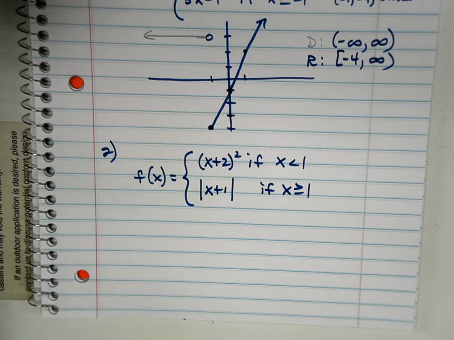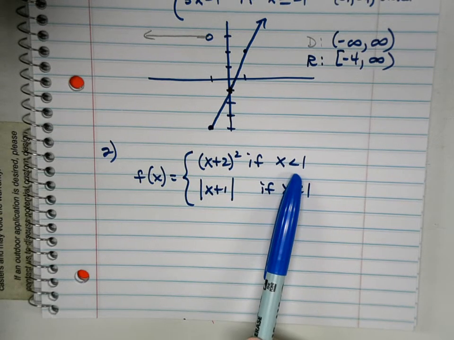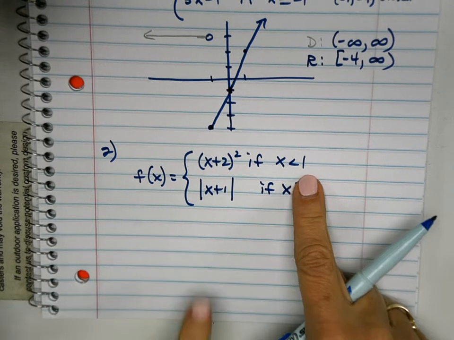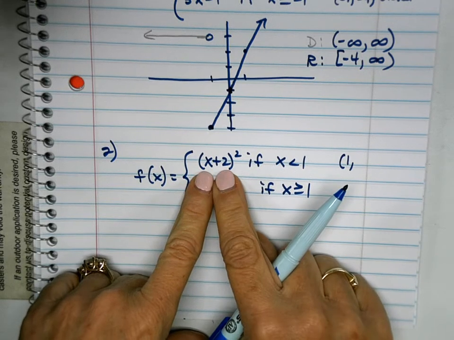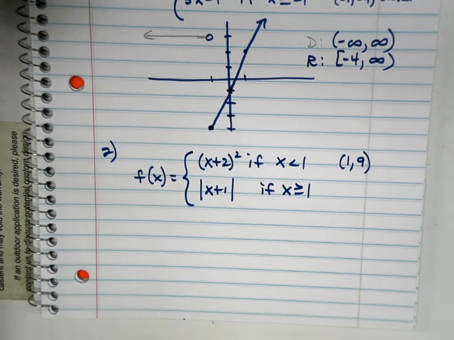Okay, so we're doing two restricted domain graphs on the same graph again. The first one, we're going to do this parabola, and we're going to graph this part of it when x is less than 1. A significant point is what's happening at 1. So plug that in first here. Okay, so when I plug it in, (1 + 2) squared, 3 squared, 9, is it going to be open or closed?